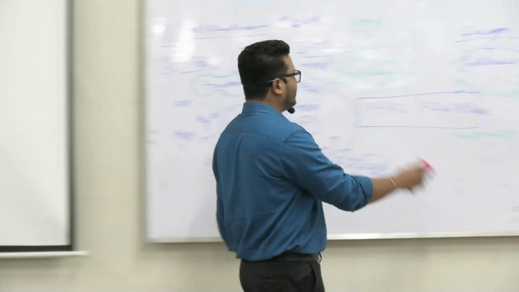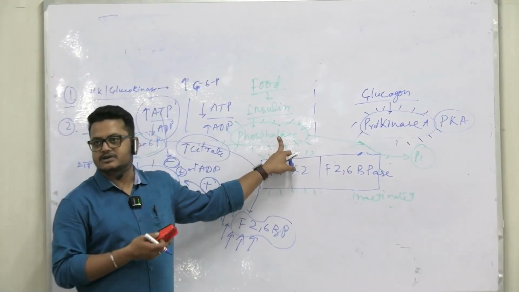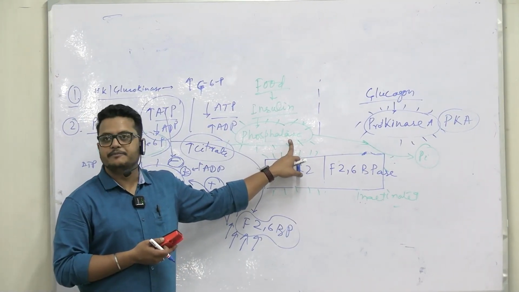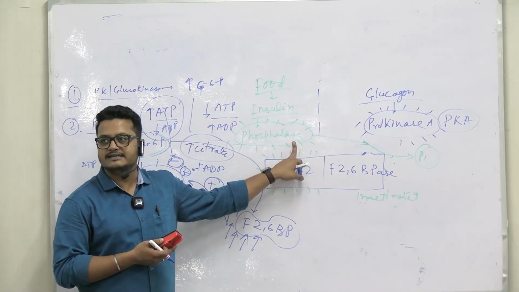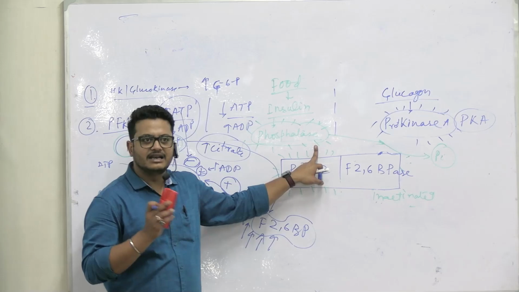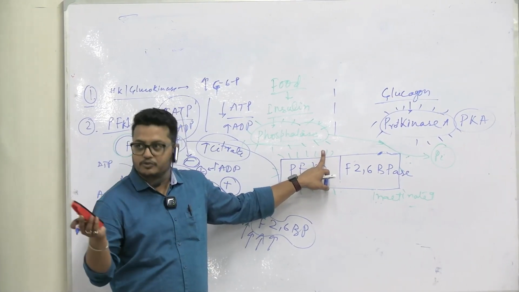Pyruvate kinase. You people will say it, I won't. Is that clear to all of you? Again, a commonly asked question: reciprocal regulation. Explain the reciprocal regulation of glycolysis and gluconeogenesis. Common question. Is that clear to all of you? If not understood, ask me again later.